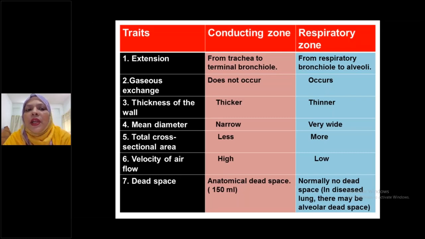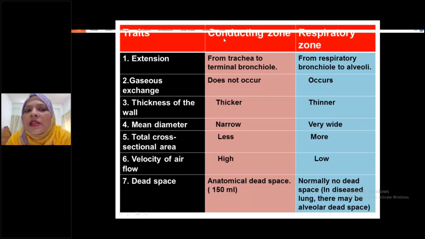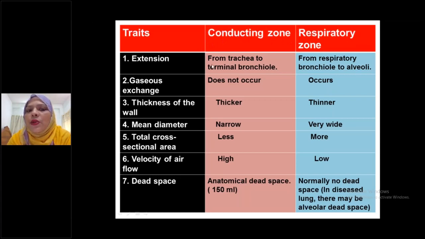And where is the extension of the conducting zone? See here, these are the differences between conducting zone and respiratory zone. First, extension. This is a very important thing and an important viva question. Invariably, the examiner may ask you in the viva exam, please tell me the extension of the conducting zone and respiratory zone. The conducting zone is from the trachea to the terminal bronchiole, and the respiratory zone is from the respiratory bronchiole to the alveoli.